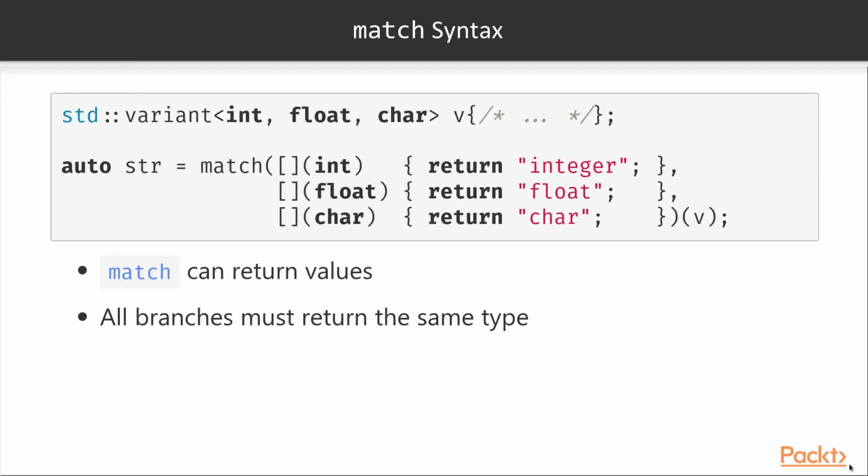Finally, match can also return values. This requires all the branches passed with the first invocation to have the same return type. As you can see in this example, imagine having a variant of int, float, and char, and we want to return the string that corresponds to the type stored inside the variant. What we can do is simply invoke match, where every branch of the first invocation returns a string, and then pass the variant as a second invocation. What we'll get is a string that's returned from the correct branch, which can then be stored in a variable such as str here.